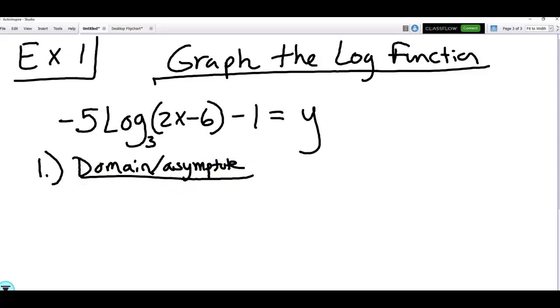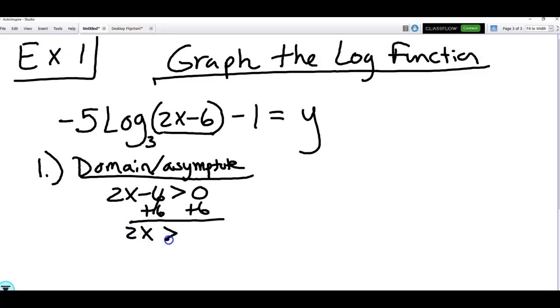Okay, so how do you find the domain? You take your argument, make it greater than 0, and then solve for x, right? Don't forget that if you ever end up dividing by a negative number, you have to flip that inequality sign around. So that means x has to be greater than 3. It can't equal 3, it can't be less than 3. You can only pick numbers for x that are greater than 3.